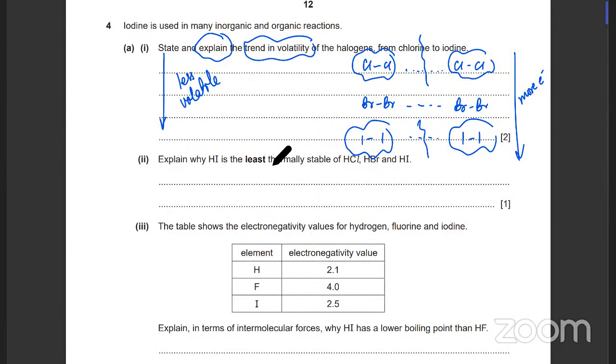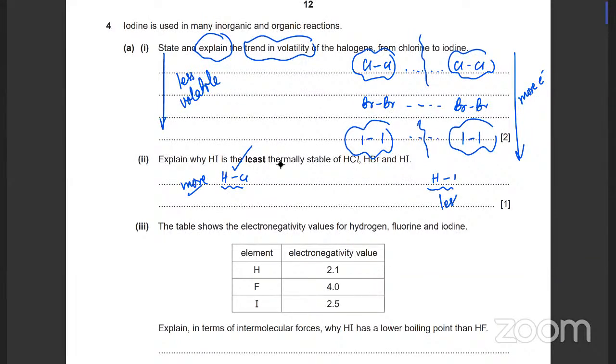Now, when you talk about thermal stability, you're breaking the bond. So explain why HI, which one is more stable, HI or HCl? HCl is more stable, right? Yes, HCl is more stable. And HI over here on the other end is extremely unstable.